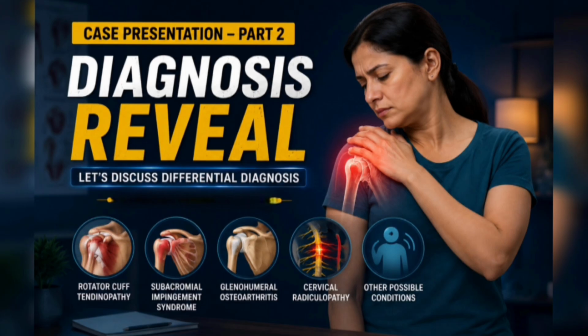There are many differential diagnoses: rotator cuff tendinopathy, subacromial impingement syndrome, glenohumeral osteoarthritis, and cervical radiculopathy. But these symptoms and key features are related to a frozen shoulder case.